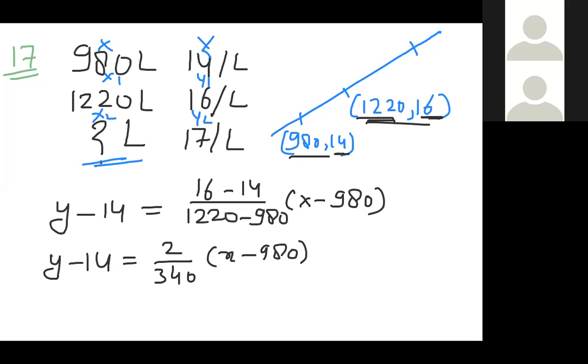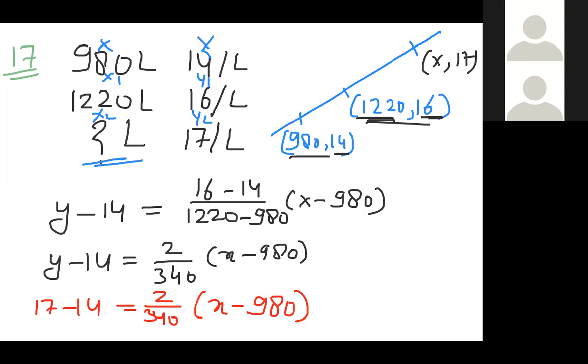Now it is asked to us how many liters he can sell. So that is x and the y value is 17. So the value of y we will put as 17. Then we will be able to calculate the value of x. So y as 17: 17 minus 14 equals 2 upon 340 times x minus 980. I suppose now you will be able to simplify it.